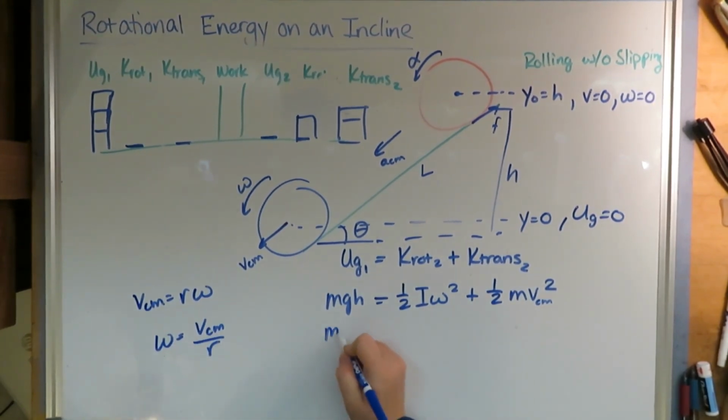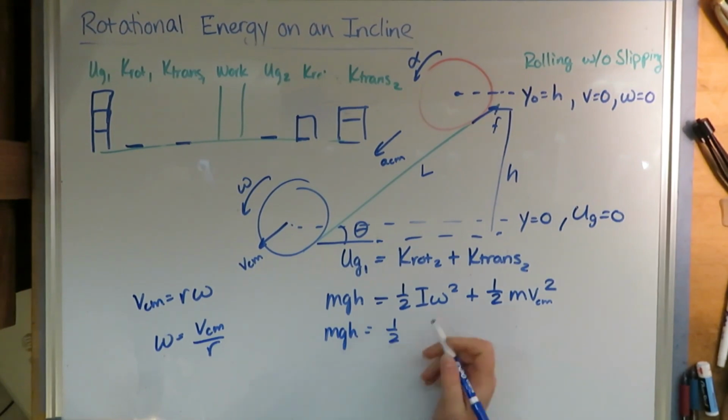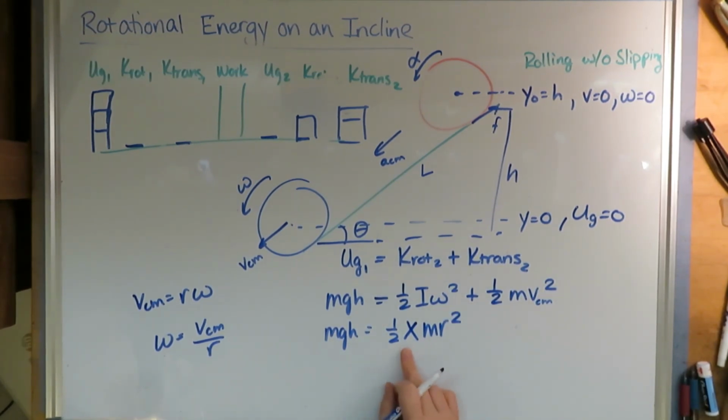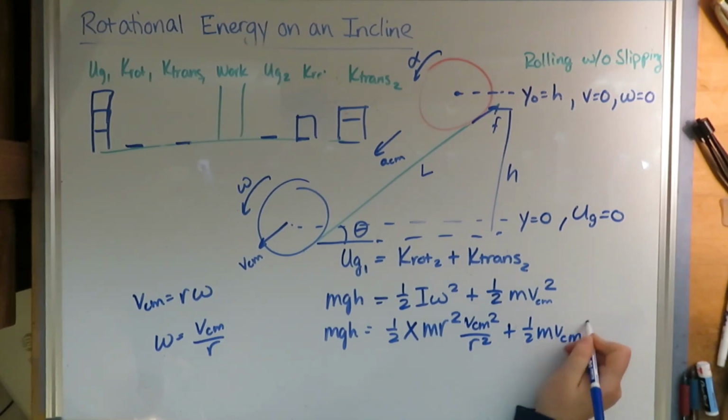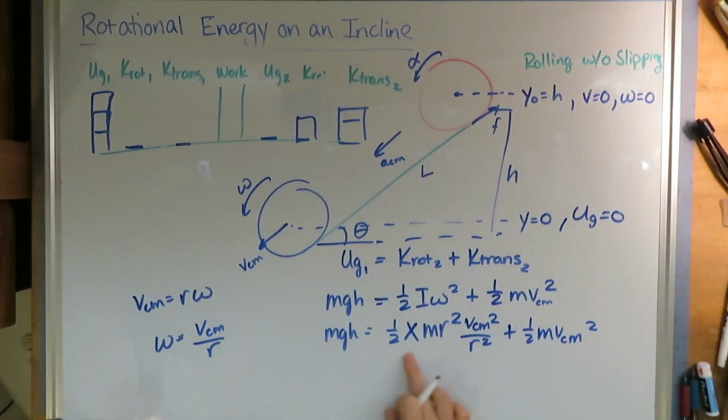So I can sub in, so mgh is equal to 1/2. And then for my rotational inertia this time, I'm just going to use a general x, mr squared, where x is that coefficient in front that is dependent, like if it's a hoop, it's a 1, if it's a solid cylinder, it's a 1/2, if it's a solid sphere, it's a 2/5. And then my omega squared is going to be VCM squared over r squared, because I'm going to have to square both terms, plus 1/2 m VCM squared. So all I've done here is sub in for rotational inertia and converted my omega into a VCM.